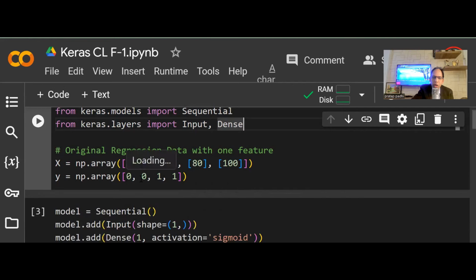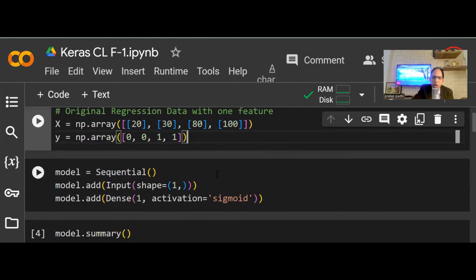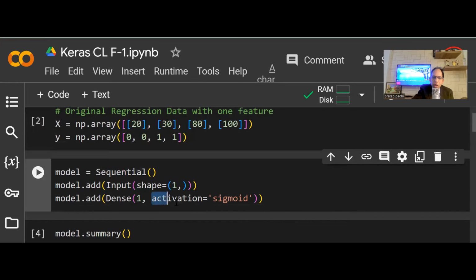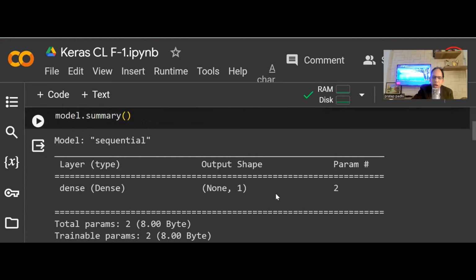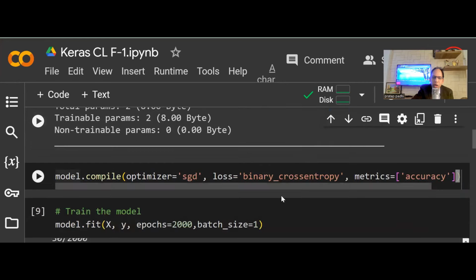Of course, fail is 0. We have to write the number representation, and 1 is passed here, and 20, 30, 80, 100 I put here. Now, if you see, I have one new thing here. Activation is sigmoid. This was not there last time. And now, if you see the model summary, I have 2 parameters, w and b, and these will be estimated.